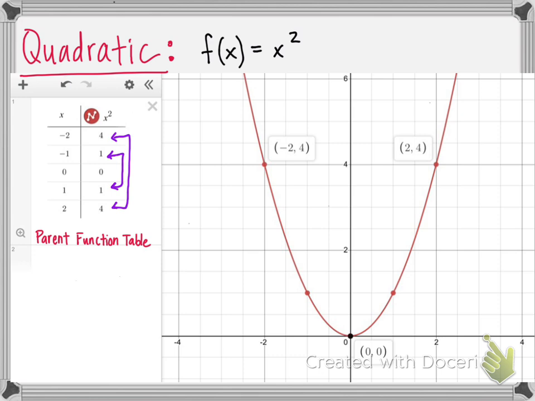And if you notice it, right, you're taking this input 2. That's x. And for the second column, you're plugging in 2 and you're squaring it and you get 4, right? This is known as the parent function table. This is going to be vastly important to today when I say parent function table.